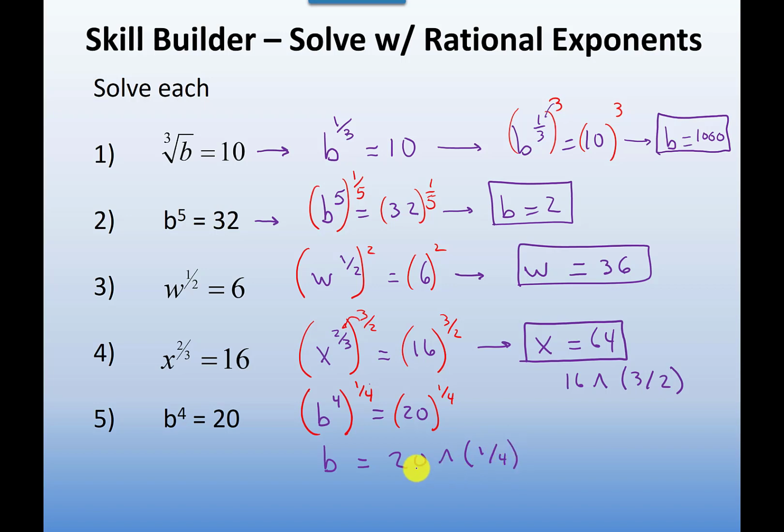Now, some of you have newer operating systems in your calculator. You can actually type it in so it looks like it should. But we're not going to get an exact value here. We're going to get 2.1147 as an approximate value for b. So on this solution, we got an approximation.